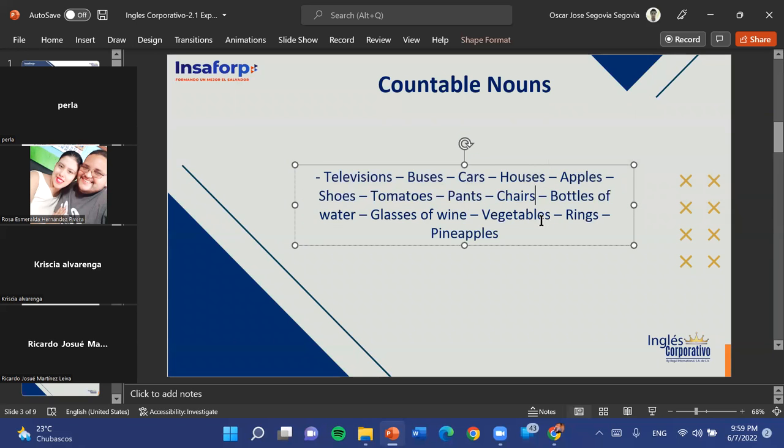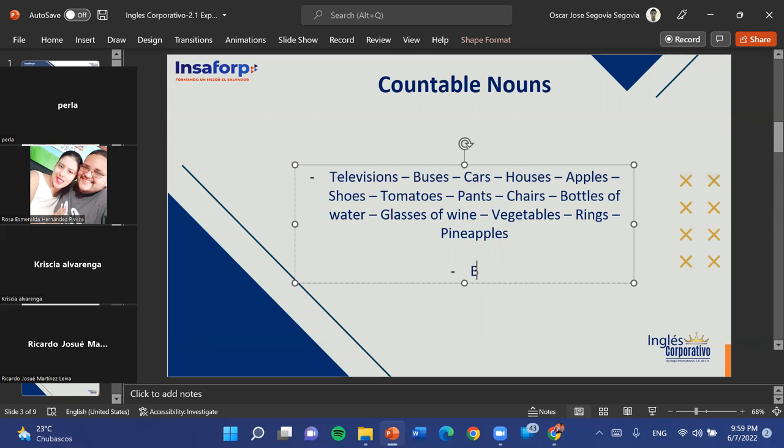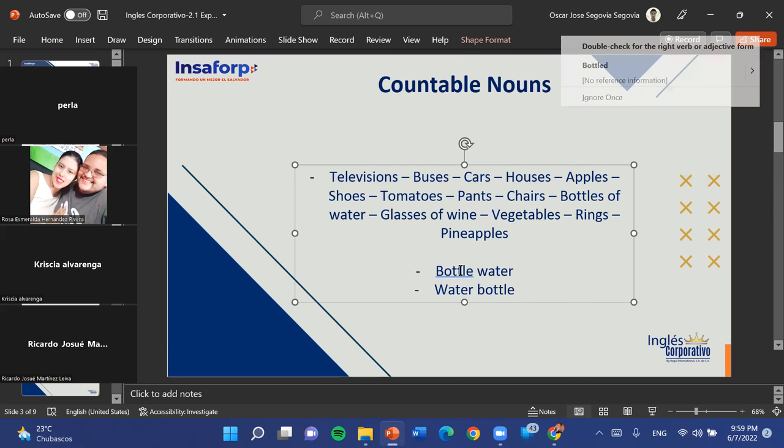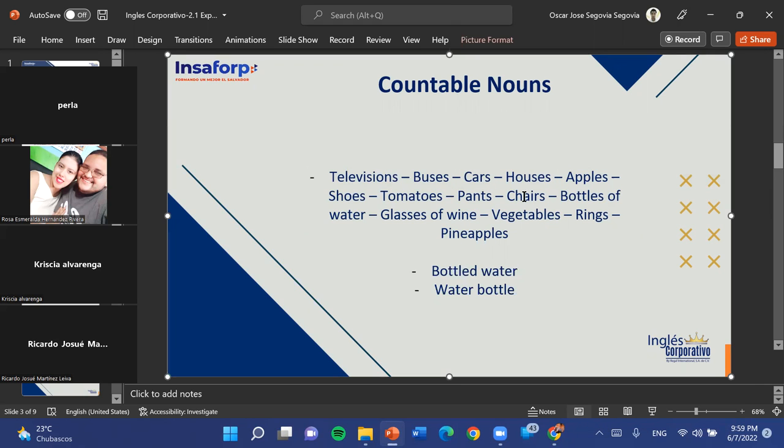Ahora, a ver, había una cosa que les quería mencionar. El bottles of water. No sé si ustedes conocen la diferencia que existe entre bottle of water y water bottle. Sí, sería el bottle of water y water bottle. Oh, perdón, no. Sería bottled water y water bottle. Así sería la cosa. Oh, wait. What's wrong here? Ajá, bottled water y water bottle.